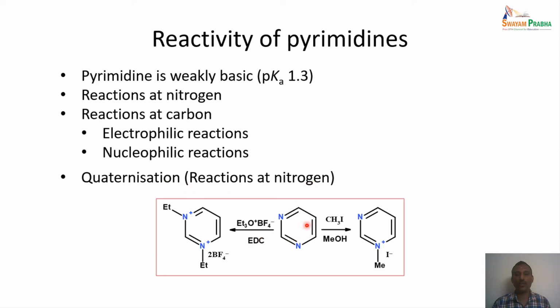So this pyrimidine can be reacted with methyl iodide or triethoxyborate as shown here. So these 2 are the reactions. In this particular case, when we use the methyl iodide in the presence of methanol, only 1 nitrogen is substituted, as quaternization happens on only 1 nitrogen. Whereas when we use this fluoroborate salt, we get the ethyl unit attached to both the nitrogen atoms, that is, the quaternization happens on both the nitrogen atoms.